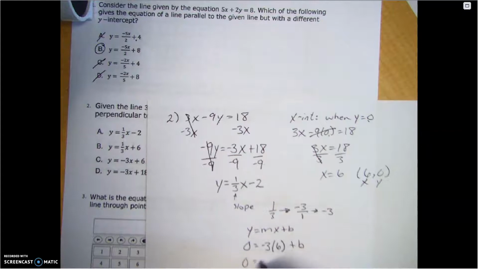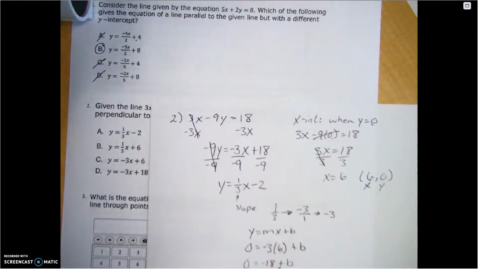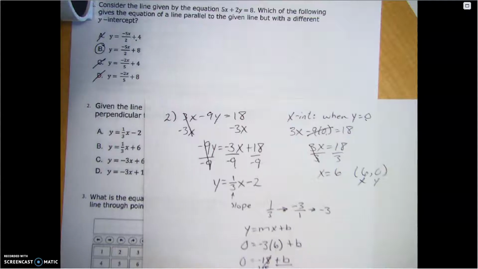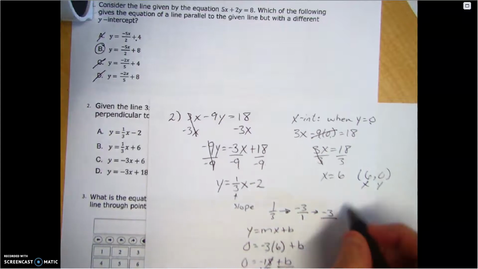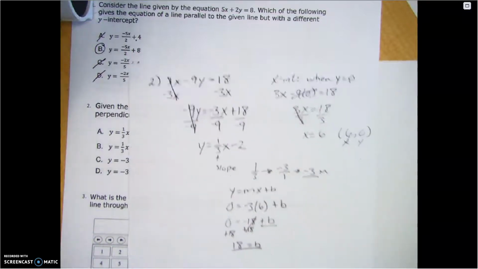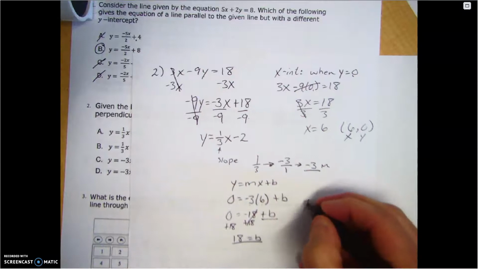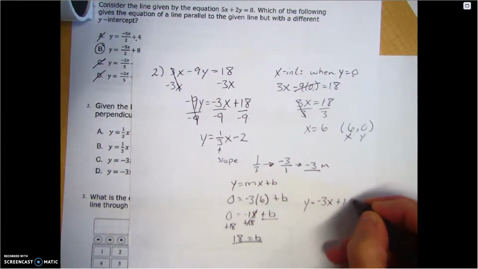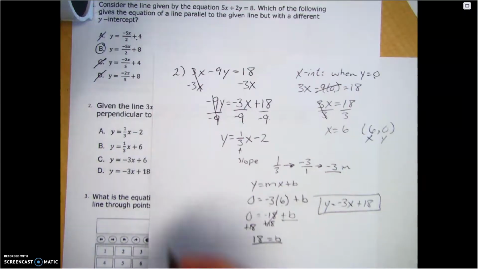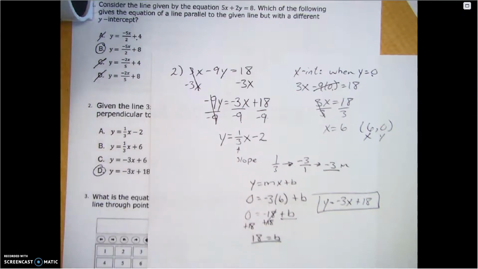Negative 3 times 6 is negative 18. Bring down the plus b. If I'm solving for b, I add 18. 0 plus 18 is just 18. 18 equals b. And then up here is my m. So y equals negative 3x plus 18. So if I look over here at my answer choices, we get D.